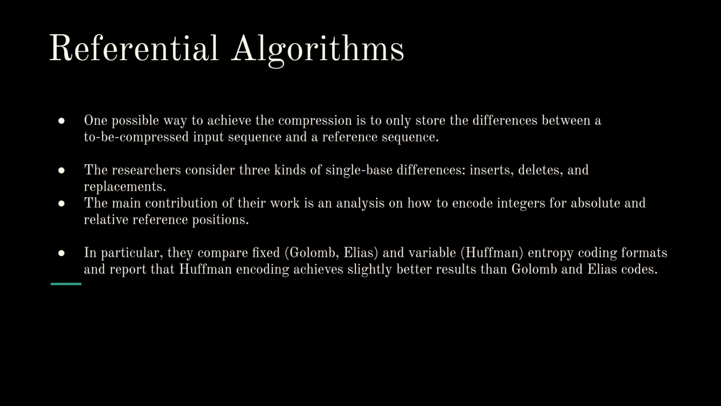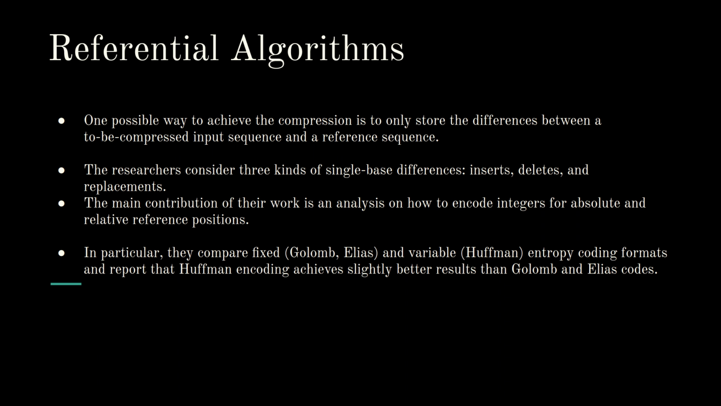So to implement this algorithm, one possible way is to only store the difference between the compressed sequence, the genome sequence, and whatever we are using as a reference. The researchers have considered only three kinds of base differences: inserts, deletes, and replacements, which are obvious by the way they have been named.